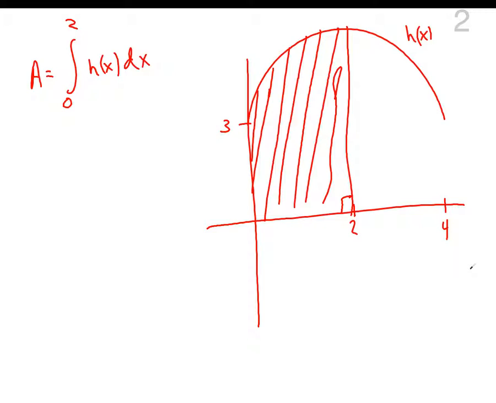Okay, beautiful. So we want the area under the curve from 0 to 2 of this function. And remember, the area under the curve goes from the function down to the x-axis. So what's changed here is I shifted the semicircle upward. Everybody good?